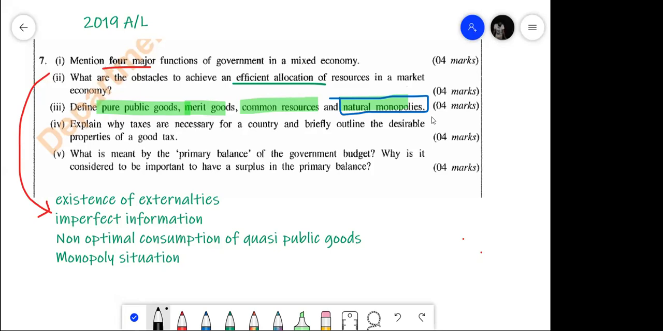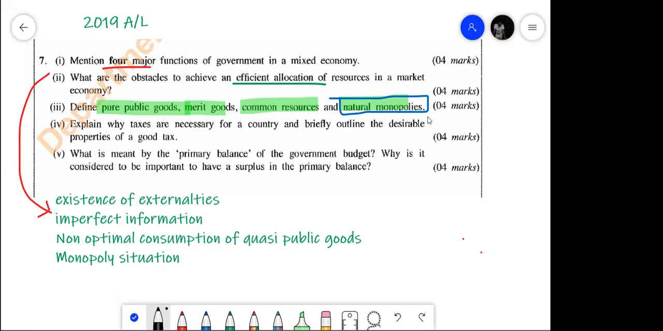A monopoly that is producing on a very large scale, and as a result, they're experiencing economies of scale, meaning their average cost of production is very low. So other people can't even come into the market because this guy is producing at a very low cost. They can't even come and compete. So he has naturally become a monopoly. That is what a natural monopoly is.